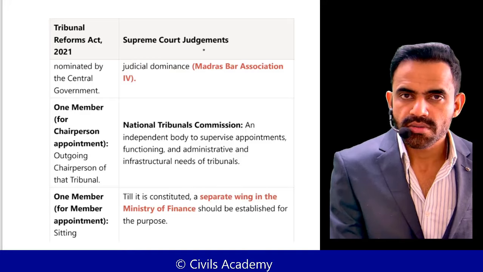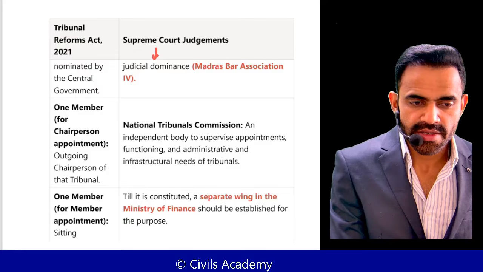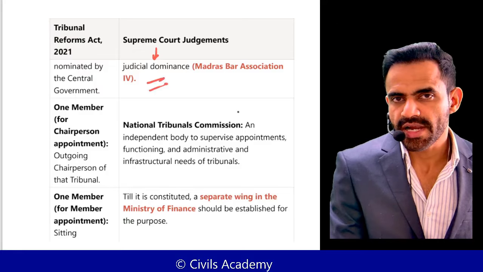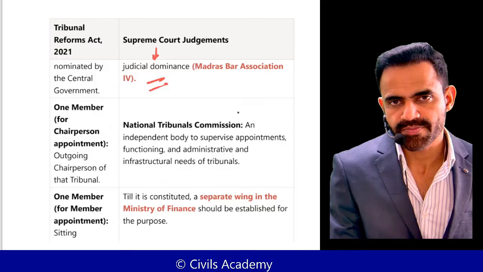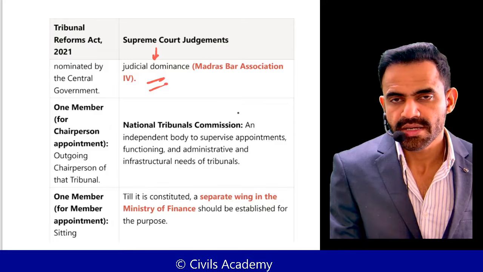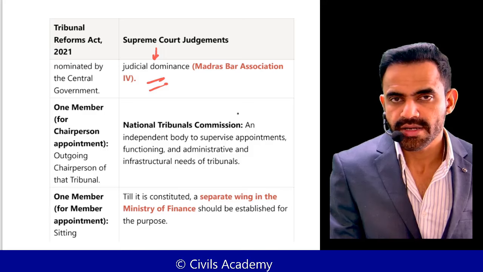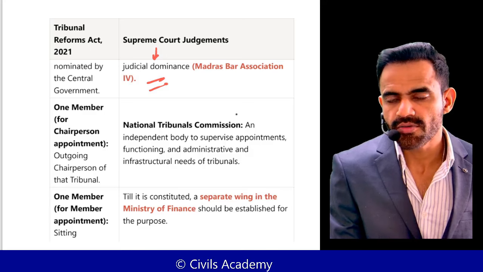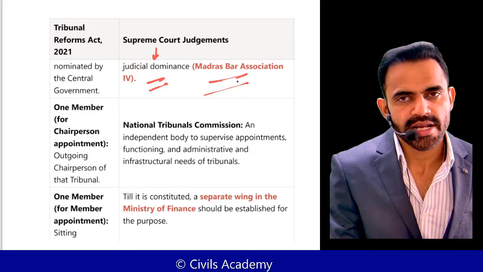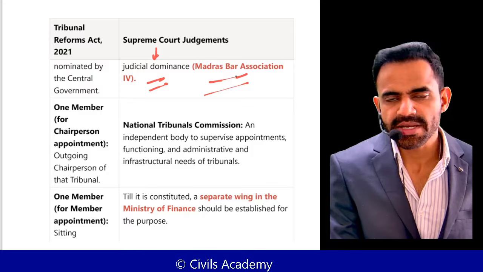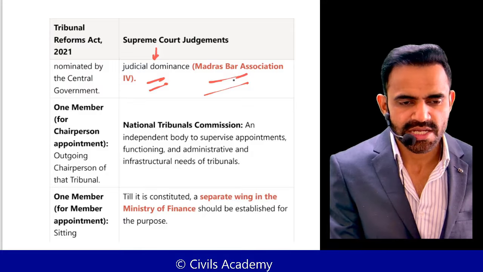So the court has previously given various judgments in which it has specified that in tribunals there should be a dominance of judicial members. Why? Because ultimately they are going to decide things, and in certain cases they have to take decisions against the government itself. This was highlighted by the court in the Madras Bar Association case. These are multiple cases, so just remember MBA, that is Madras Bar Association.